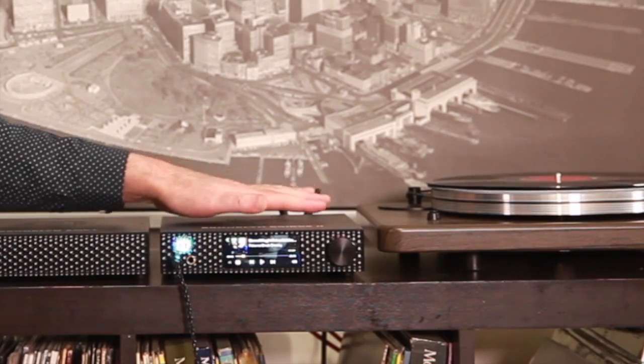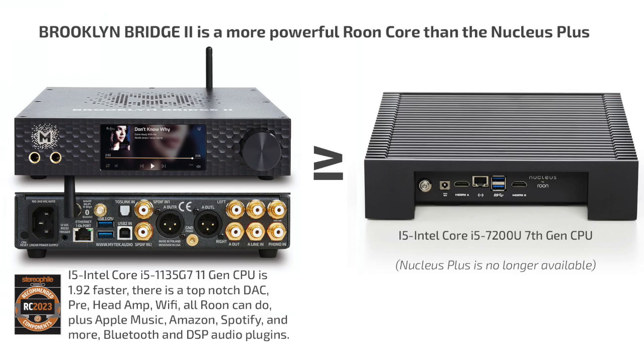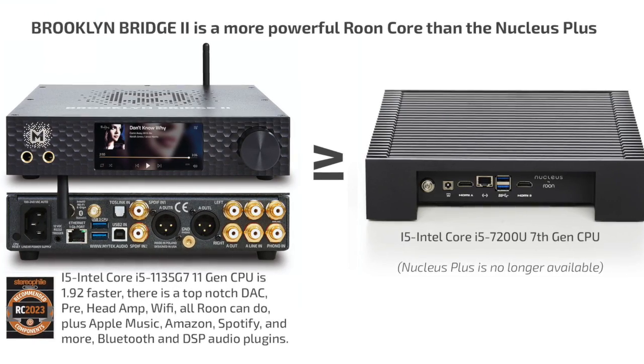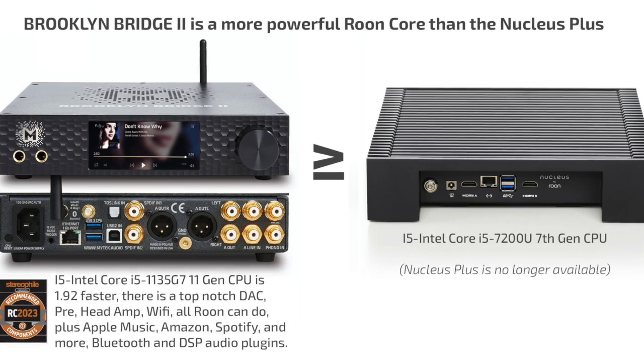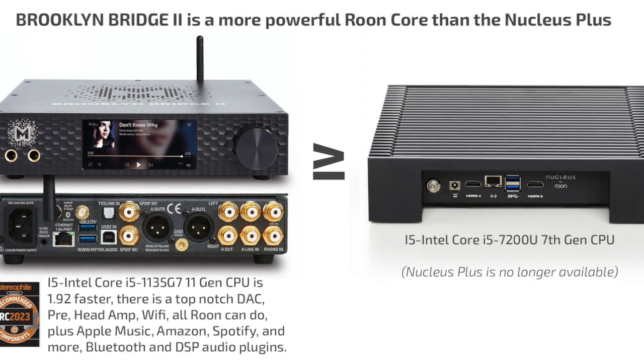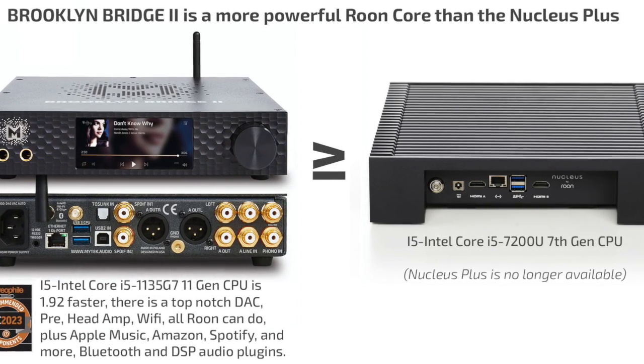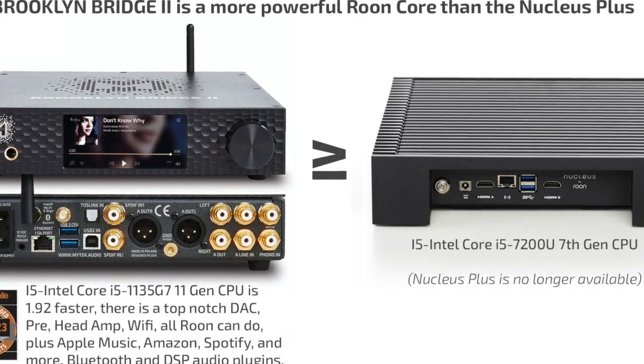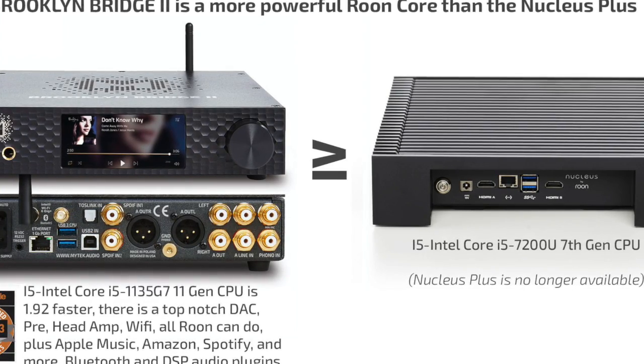The general setup here, we have the Brooklyn Bridge. It has a Roon core i5 Intel computer built inside, so everything is powered by this computer inside the unit, and there is a lot of processing power that allows us to do a lot of things.